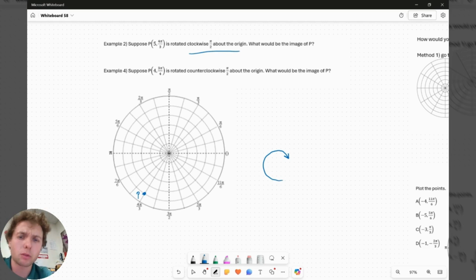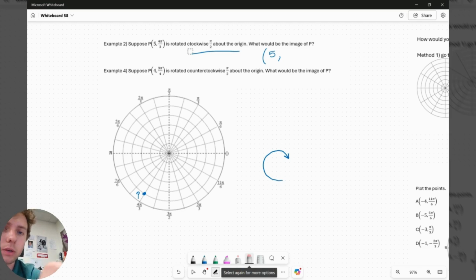But when we do that rotation, realize what's going to change and what might not. Well, we know that the radius is 5. That 5 stays the same. The only thing that can change is the 4pi/3 then, the angle that we rotate. But what does it change to? Well, we were at 4pi/3. We're rotating clockwise. Realize clockwise means I'm rotating backwards from where I started. So I would subtract pi/2 with that.